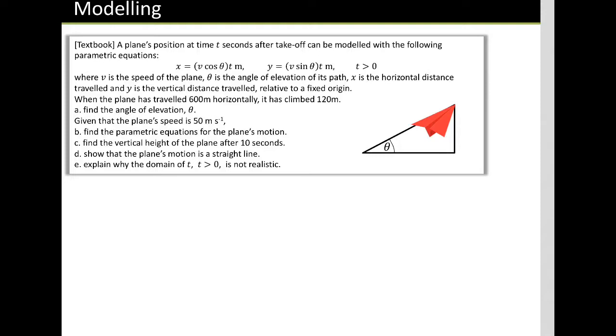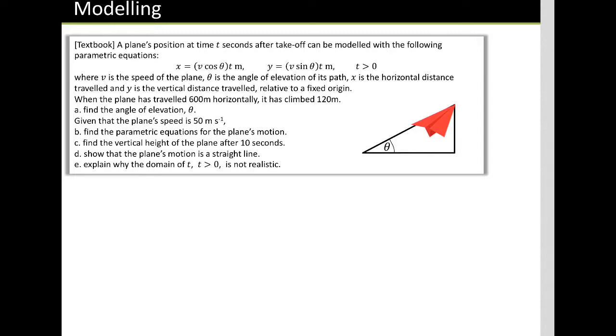So a plane's position at time t seconds after takeoff can be modelled with the following parametric equations. So there's your clue. You're reading this question, you're thinking, right, this is actually a parametric equations question. If they didn't tell you that, you could grasp it possibly from here, though. It looks like you have 1, 2, 3, 4, 5 variables going on. And sometimes you then think, oh, this is something I haven't seen or learned before.